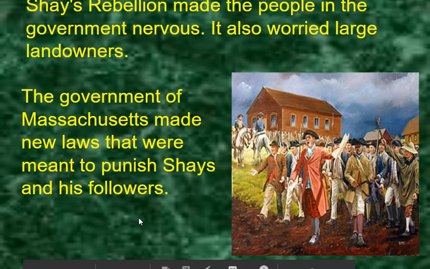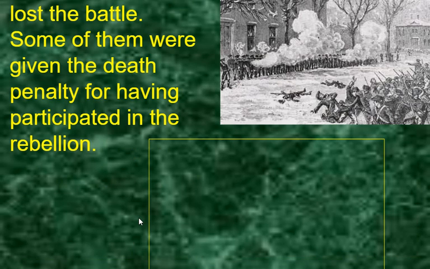The government of Massachusetts made new laws that were meant to punish Shays and his followers, which upset more people. Shays and his men obviously lost the battle. They were just farmers with pickaxes and shovels. Well, they had guns too. But the militias that were there stopped the rebellion from happening, and some of them were actually given the death penalty for having participated in the rebellion because they called it treasonous.